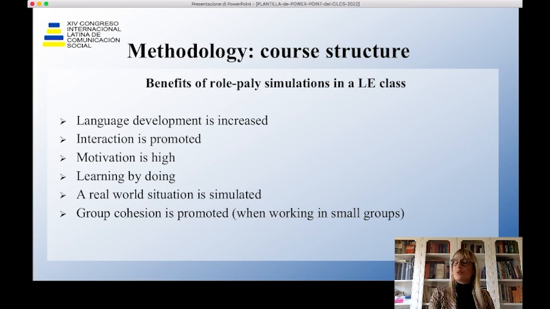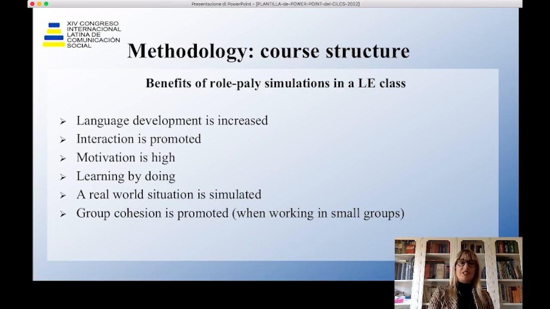Motivation is very, very high in role-play simulations. They learn by doing because they put in practice what they have learned before. So it's a constant process, learning by doing. A simulated role play offers the possibility to role-play real-life situations and to create real-life legal settings. Group cohesion is promoted.